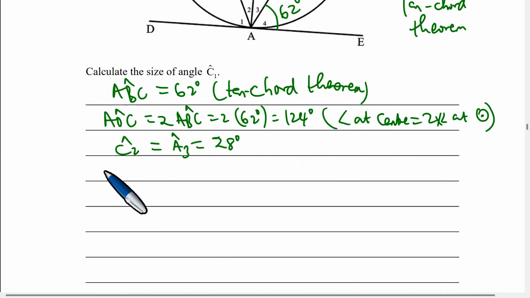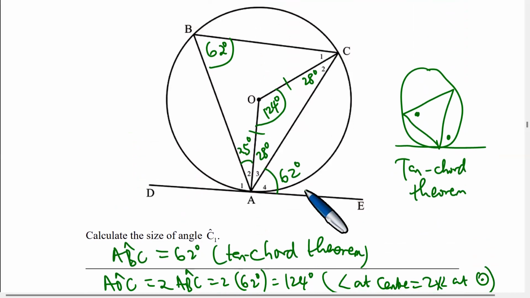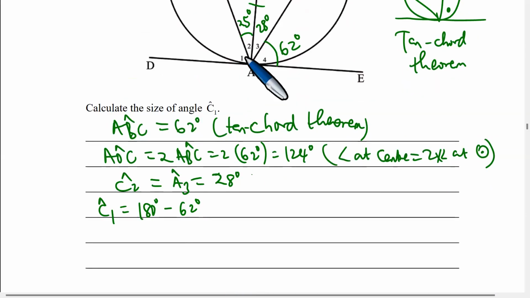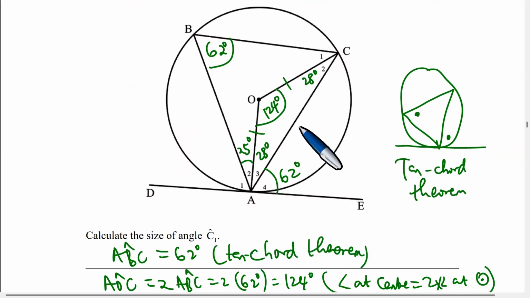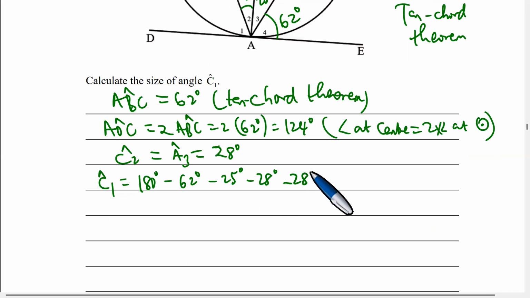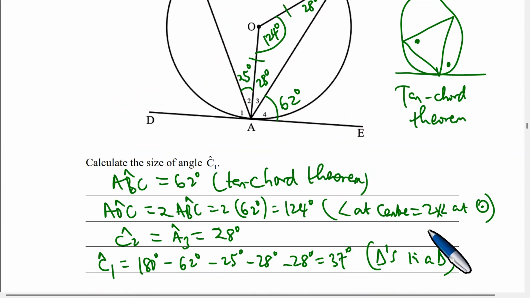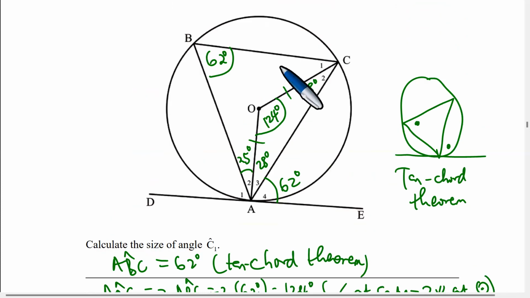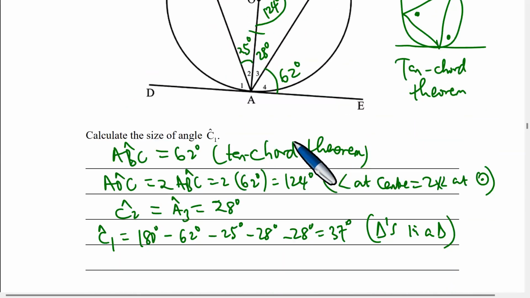So angle C1 is 180 degrees minus the 62 we saw, 62 degrees, and then there's 28 and 28, so minus 28, minus 28 also. So this is 37 degrees. Angles in a triangle. C1 is 37 degrees, angles in a triangle. So what is angle C1? In the diagram here, angle C1 is 37 degrees. Okay. Next question.